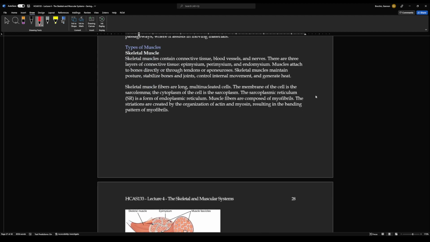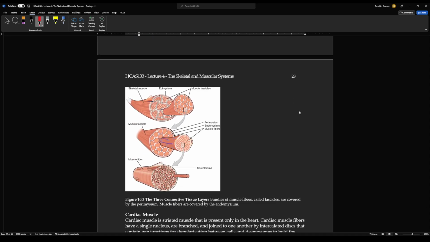There are 3 basic division layers of the gross specimen of skeletal muscle. You have an epimysium, which means upon the muscle. It's a layer upon the muscle. The epimysium will then give us the next layer, the perimysium, and then we have the endomysium. So you can think of the epimysium surrounding the entire skeletal muscle. The whole muscle is surrounded by one layer of tissue.